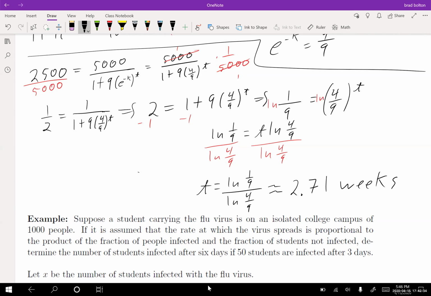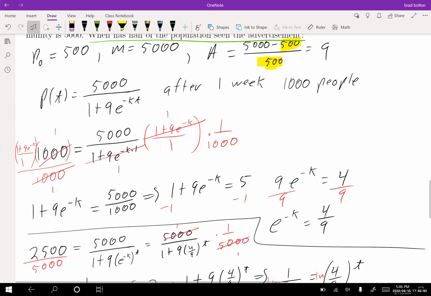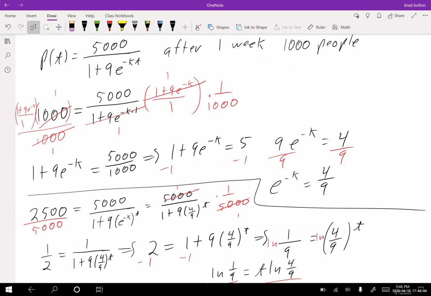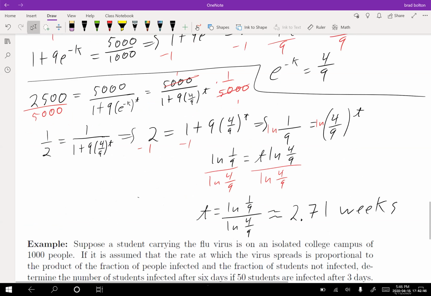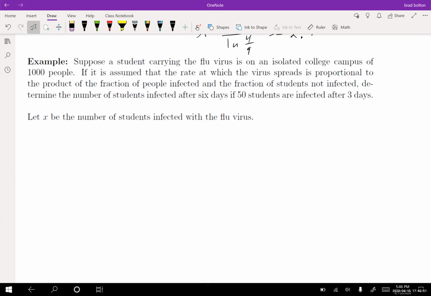Okay, so normally these logistic model problems come in two parts like this. Part one is where you have to solve for k or somehow e to the negative k, and then you use information to go back and fix it. Okay, so now let's look at this next.